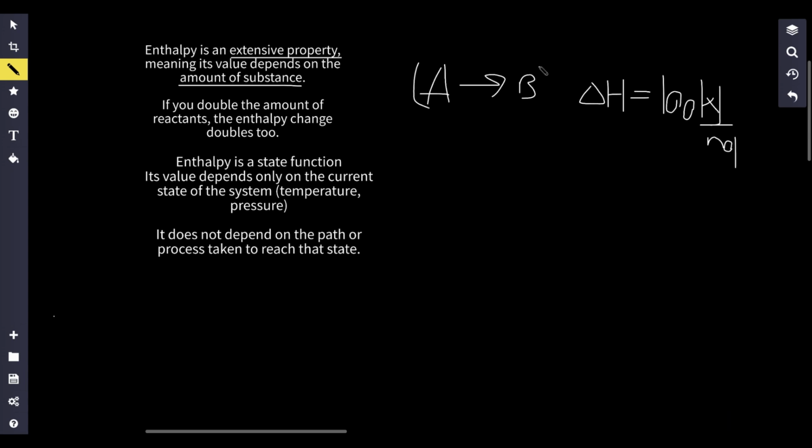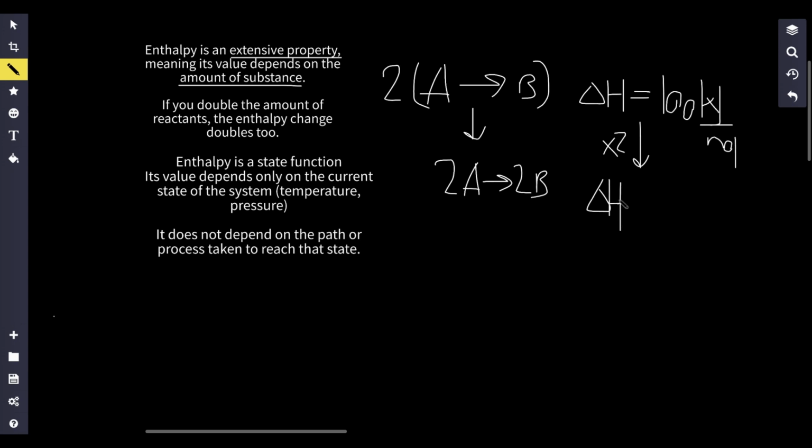Well, if we multiply this reaction by 2 so that I get 2 moles of A turns into 2 moles of B, well then your change in enthalpy is also going to be multiplied by 2. So then your new change in enthalpy for this reaction is going to be 200 kilojoules per mole, right? So the enthalpy change is going to be dependent on the amount of reactants essentially that you put in.